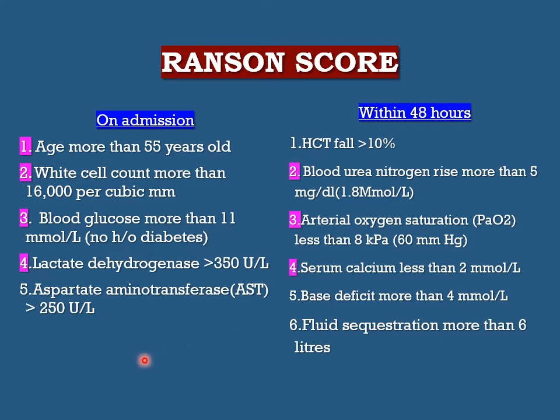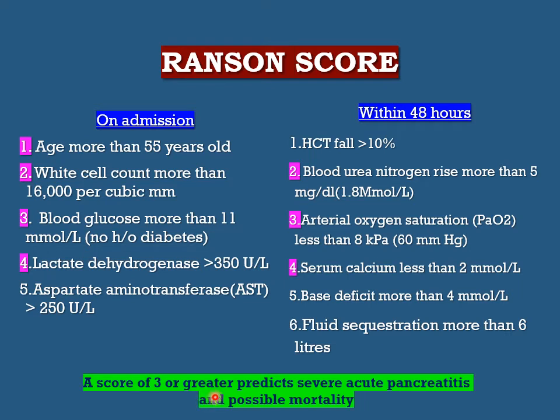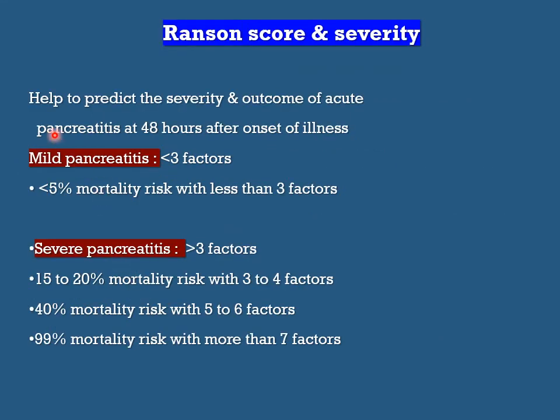And together, if the total score is less than 3, then the acute inflammation is considered mild. If it is more than 3, then it is considered moderate to severe acute pancreatitis. A score of 3 or greater predicts severe acute pancreatitis and possibly high mortality. Here again, the Ranson score is used to help predict the severity of the outcome of acute pancreatitis at 48 hours after the onset of the illness.